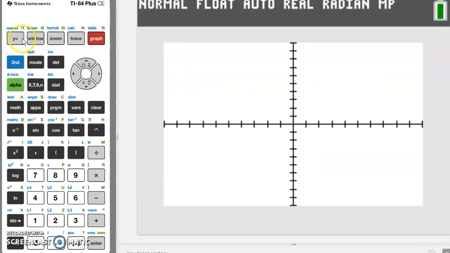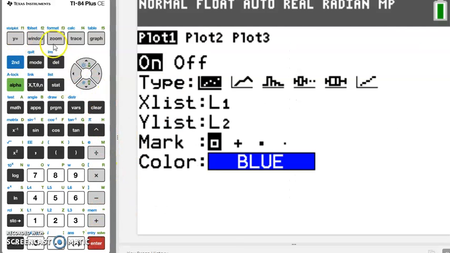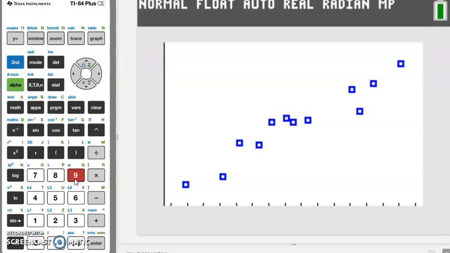Oh, sorry, I keep hitting graph. I did that in the last video. So we go back to that data. All right, and it's on. And then we're going to hit zoom and zoom stat. So 9, go down to 9, just press 9, and there's your data. Okay?